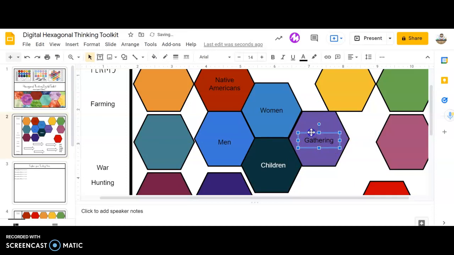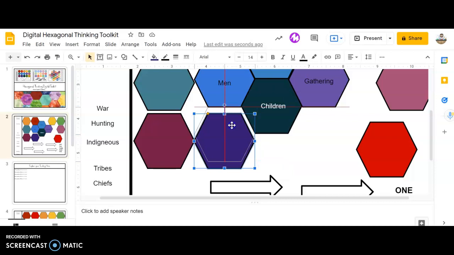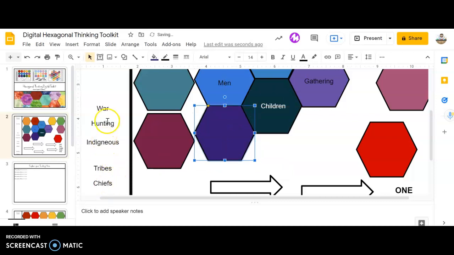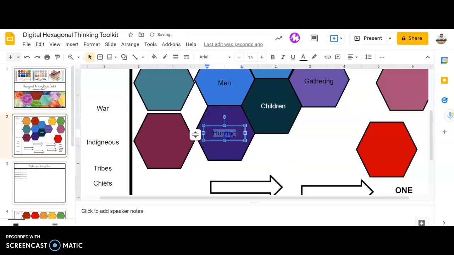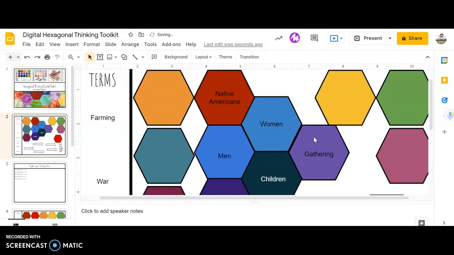And now I have these things connected. So, is there something that the men and the children did? Well, yeah, actually, if you want to connect this here, the men would take the boys out, and what would they teach them how to do? They would teach the boys how to hunt. And I can change that font color if I want to. So now you're starting to notice how I've got more and more things that are becoming connected to each other.